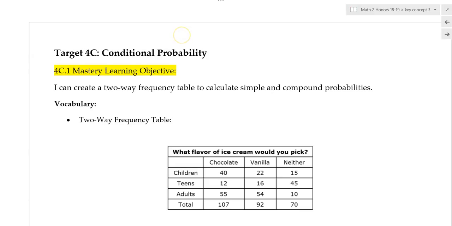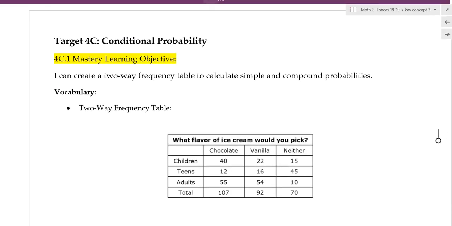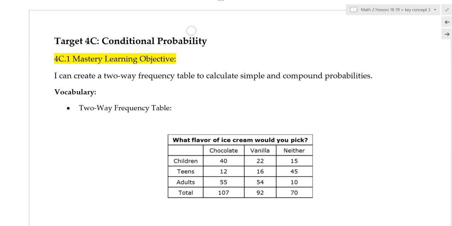Today we're looking at 4C.1, and that is: I can create a two-way frequency table to calculate simple and compound probabilities.